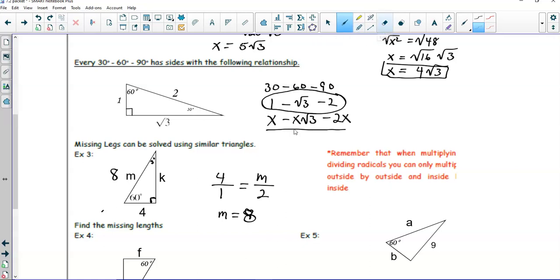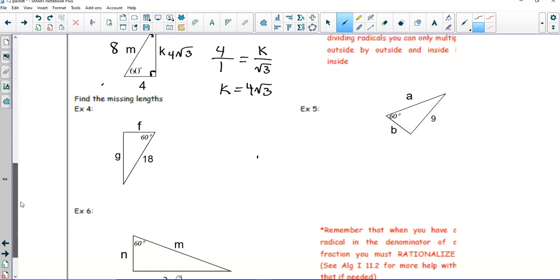Let me erase this one. As k is to the square root of 3. So now we cross multiply and we have that k is equal to 4 times the square root of 3, which is what this is. So you could use this method or you could use this method, whatever you like, it works. Both methods work.